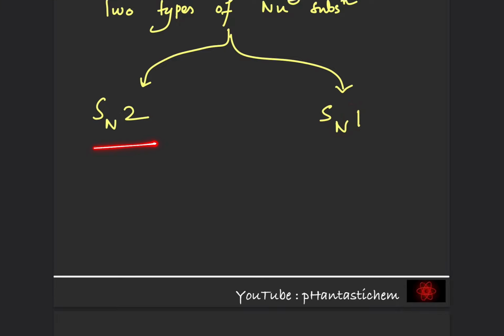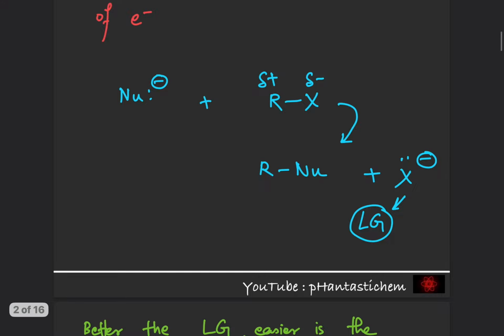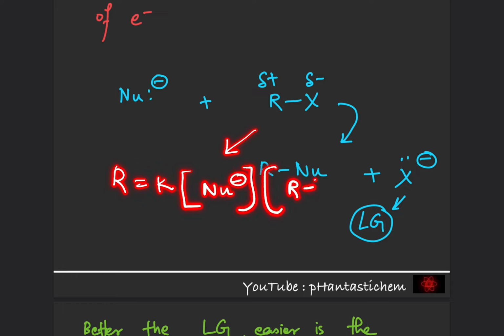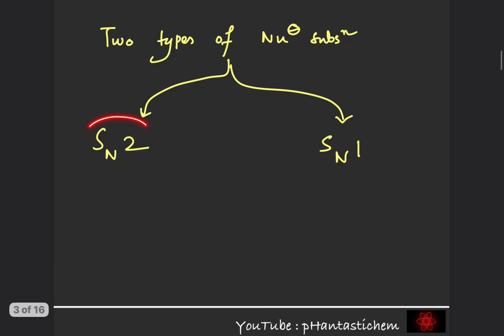So SN2 follows second order kinetics. That's why we have a 2 here. The 2 stands for bimolecular. Okay, that means in the rate equation we will have two concentration terms. So whenever you want to write the rate equation in the case of SN2, it will be k into the concentration of the nucleophile as well as the concentration of the substrate, that is your haloalkane. Both of them will be there. That's why it is bimolecular. Okay, and also no intermediates are formed in SN2, it takes place in one step, and it is also accompanied by inversion of configuration if you have a chiral carbon, a chiral compound.